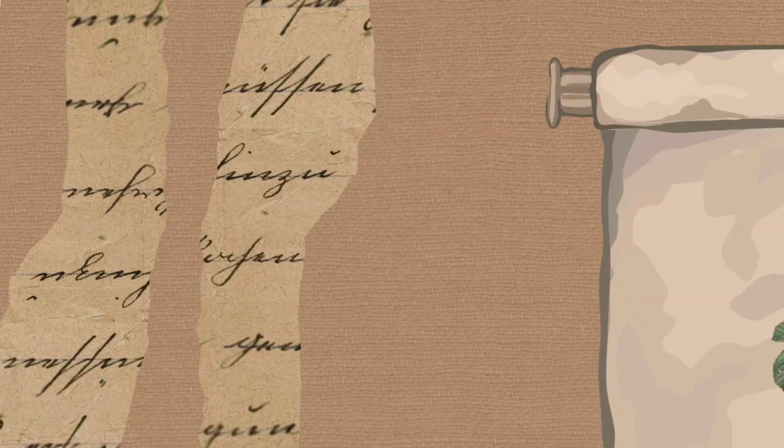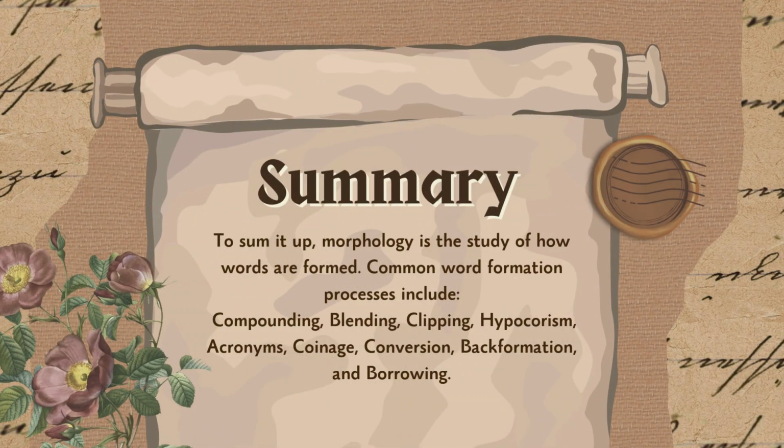And to sum it up, morphology is the study of how words are formed, and some common word formation processes include compounding, blending, clipping, hypocrism, acronyms, coinage, conversion, backformation, and borrowing.